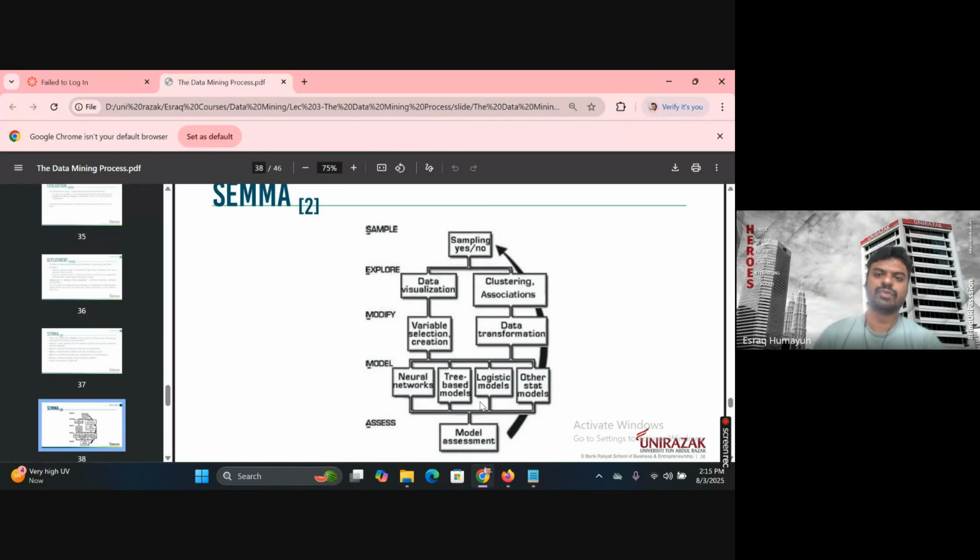Then which model you will go for? There are neural network, tree-based model, logistic models, and others. You will choose your model. Then you will implement that in this phase and go for the final assessment.